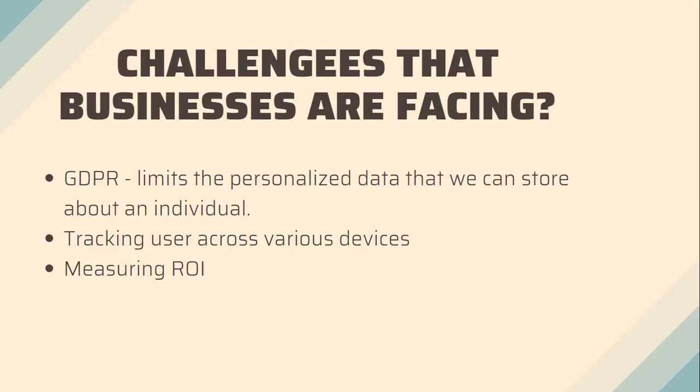So we discussed what attribution is in the marketplace and how things are working around it. We discussed Google, Visual IQ, and affiliate platforms. Then we also discussed various challenges that businesses are facing: GDPR, tracking users across various devices, and measuring ROI.